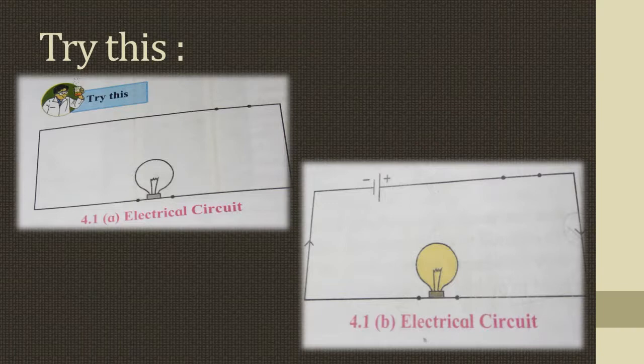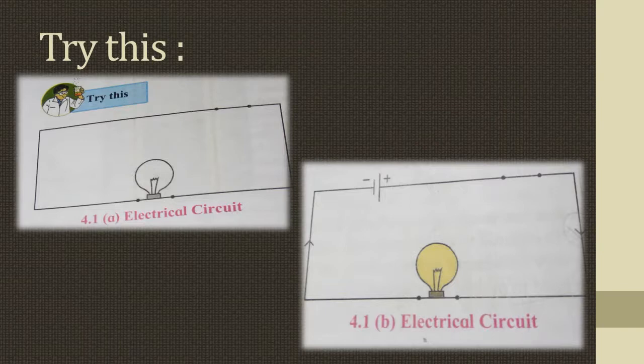Now students, in the first figure there is no current as there is no potential difference in the absence of any cell. That means in figure number 1 no cell is present, that's why no potential difference is created, and current starts flowing in the circuit as soon as potential difference is applied.